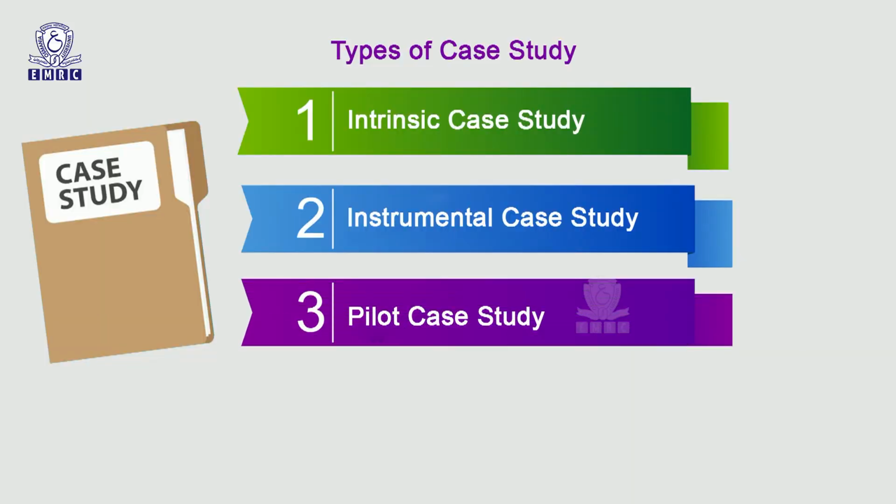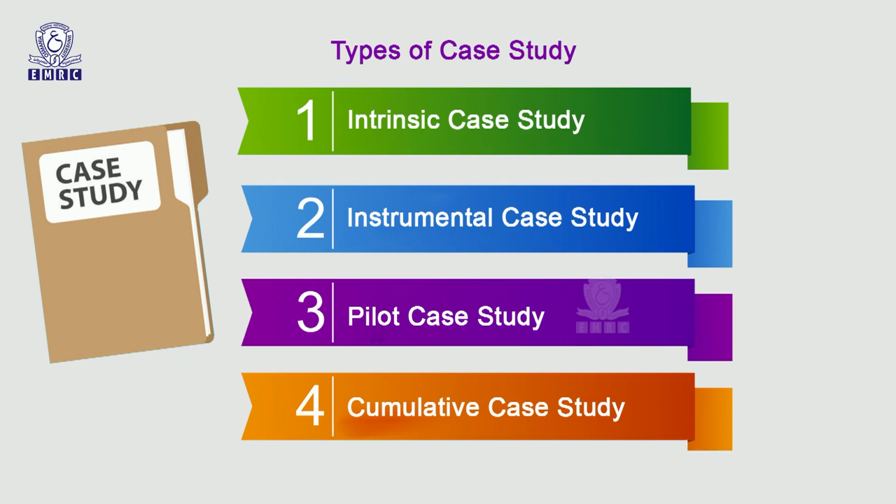Third type of case study is pilot case study. Sometimes a researcher conducts some condensed studies before implementing a large-scale investigation. Such studies are called pilot or exploratory case studies. The main objective of this kind of case study is identifying research questions and selecting types of measurement. Fourth type of case study is cumulative case study.